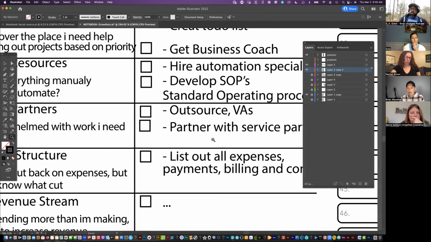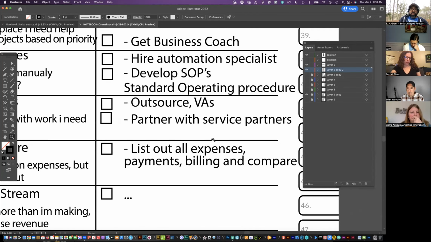Going to the cost structure, this is another thing that, if you don't have a CPA or an accountant, you want to be able to do this, right? You want to list out all your expenses, all your payments, all your billing, and you want to compare what you are using and what you are not using. And the easiest way to do this would be to start with recurring things. So if you have an account that you're paying $20 every single month, the first thing you want to figure out is when's the last time you logged into that account?